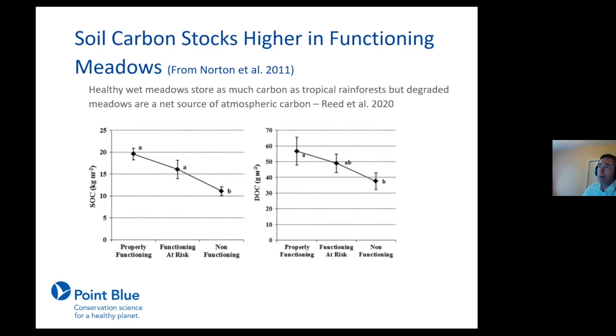But degraded meadows are not only not storing as much soil carbon, they're net emitters of carbon. And so they're volatilizing their carbon that they've stored up over the last 2,000 years or so in these soils back into the atmosphere. So the difference when you compare the two, from being a huge sequester of carbon to a net emitter, makes a big difference. And so this relates to carbon markets in California. And so we are spending a lot of money in California right now paying to restore meadows as a carbon offset in the state of California.